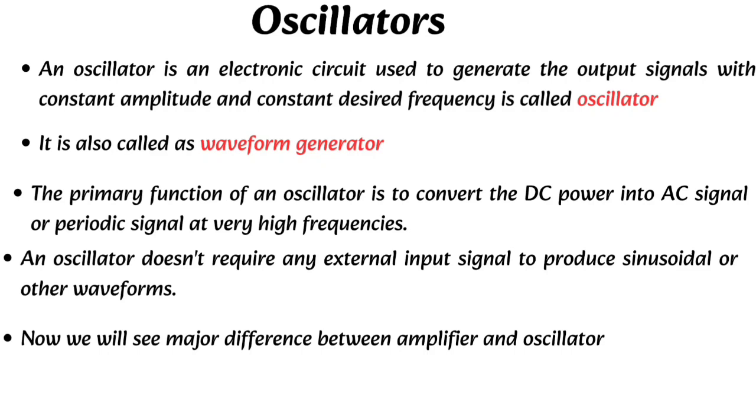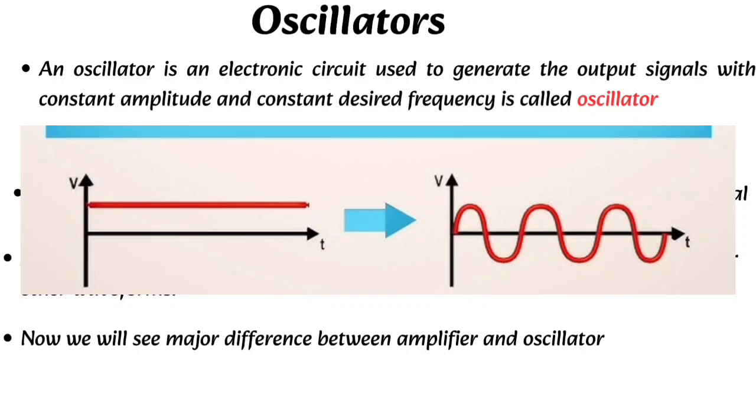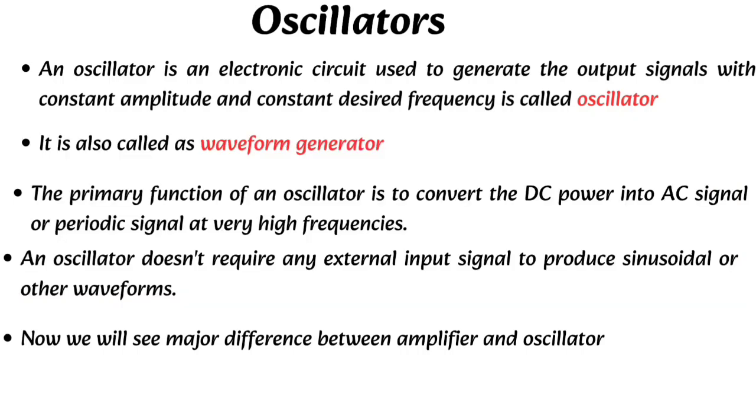The main function of an oscillator is to convert DC power into AC signals, usually at high frequencies. Another important point to remember about the oscillator is that it does not require any external input signal to produce these signals. It generates the signal by itself using the internal circuit.